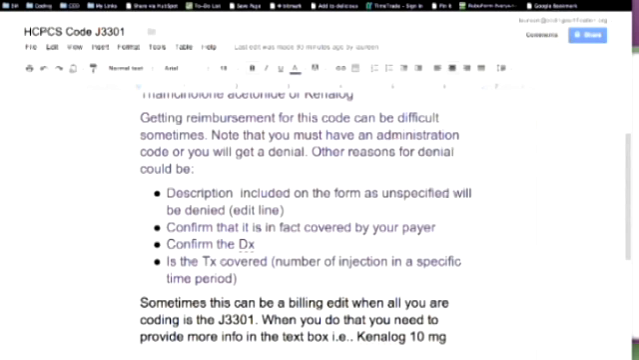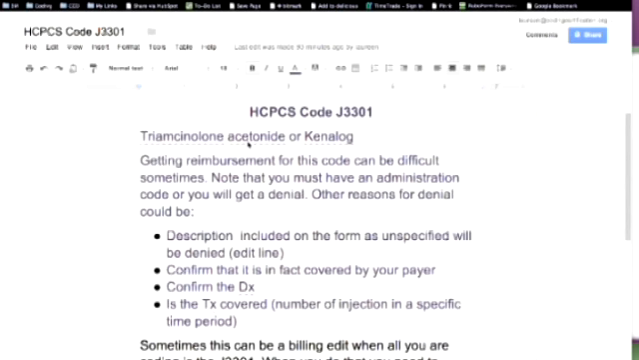Sometimes this can be a billing edit when all they're doing is coding the J3301. When you do that, just don't forget that you need the administration code. Put the Kenalog or put the Triamcinolone in there and state what it is. I noticed I didn't say the second word because I tend to pronounce that incorrectly. So you can just assume how to pronounce that.